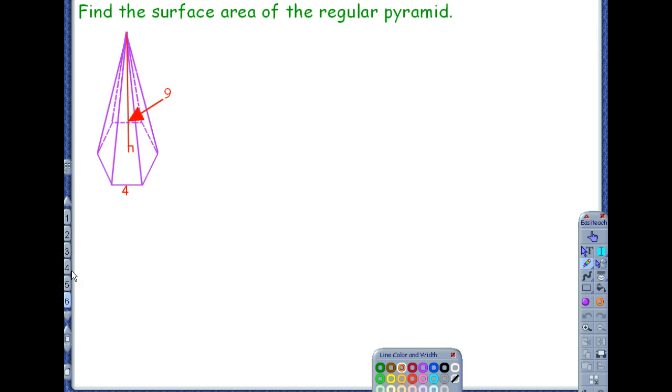So it says find the surface area of the regular pyramid. Same exact direction. So first thing we should do is write the formula. Surface area equals the area of the base plus 1/2 perimeter times slant height. Okay, so here's the deal. I have a picture here. Let's just go ahead and draw just the base because there's a lot of edges in here, and it's kind of hard to see what's going on. So I'm just going to draw the base.